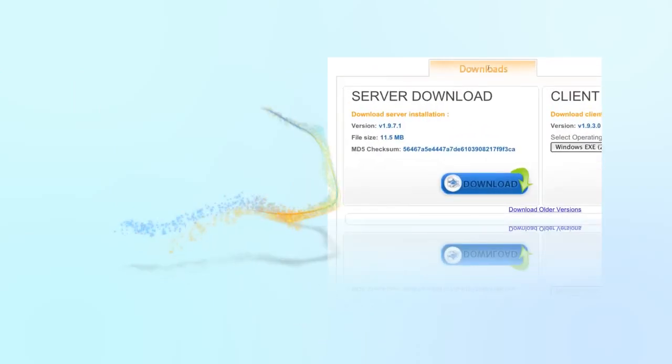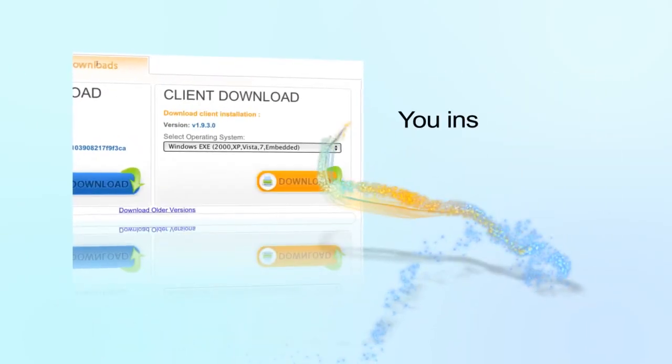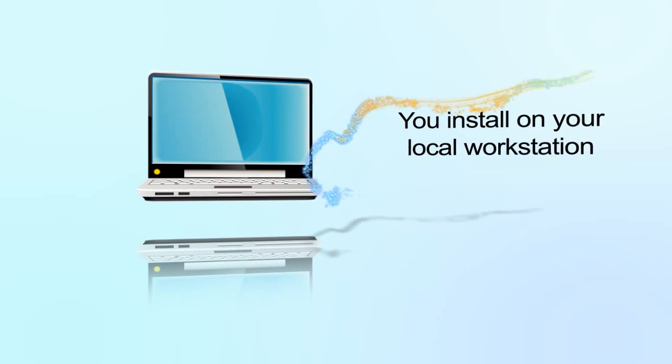TSPrint's installation couldn't be easier. You download the TSPrint server package from our webpage and install it on your terminal or Citrix server. After that, you download the TSPrint client package, which you install on your local workstation. The client installation is also available for Linux and Mac OS X operating systems.